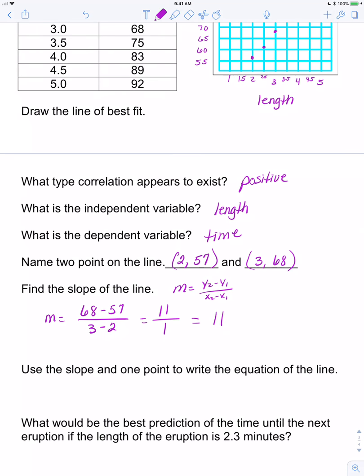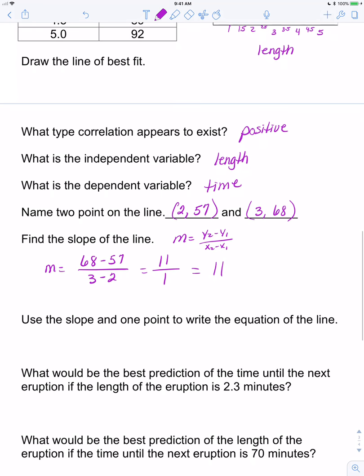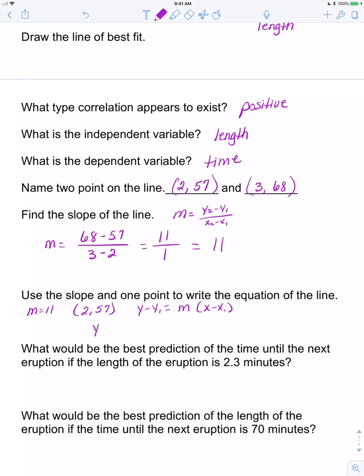So then we know we could use one of those points and then write the equation of the line. So if m is equal to 11 and we have a point on the line that's at 2, 57, we can use the formula y minus y1 is equal to m times x minus x1 to solve for that equation. So y minus 57 is equal to our slope, which is 11, times x minus 2. Okay, so we do our math. Y minus 57 is equal to 11x minus 22.